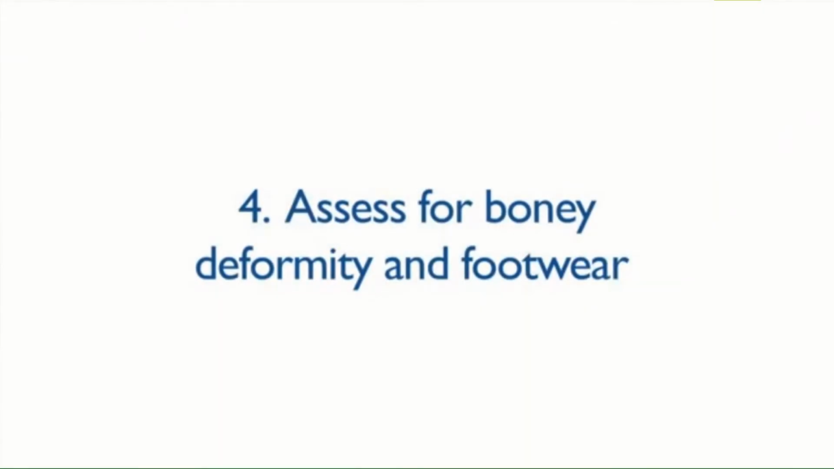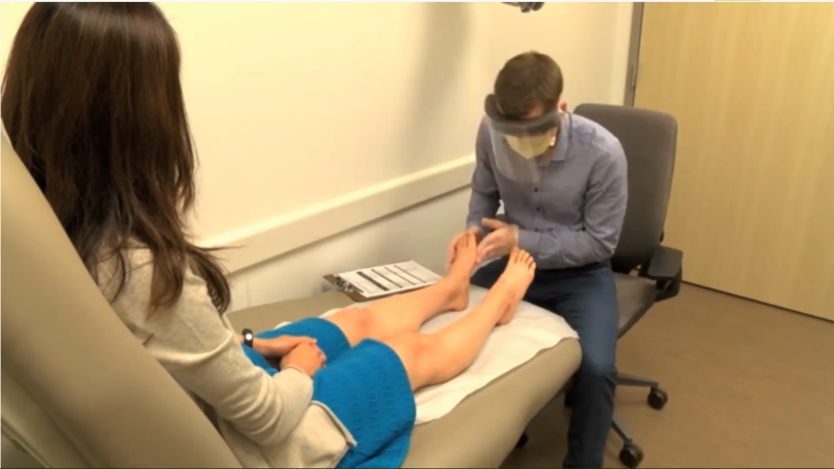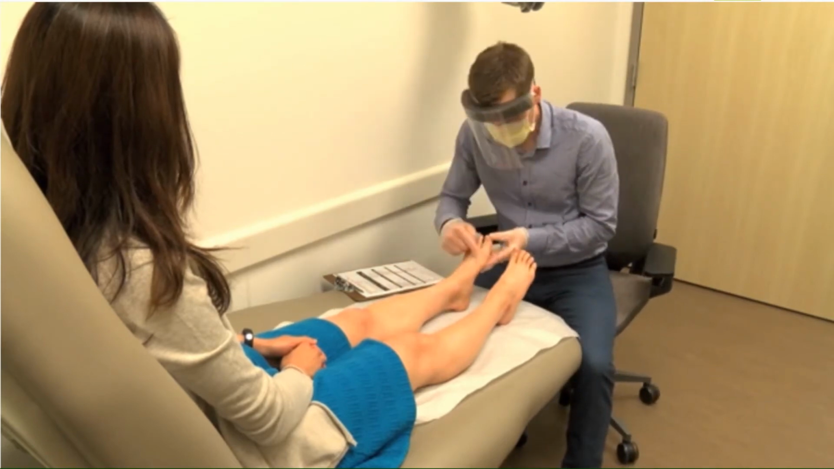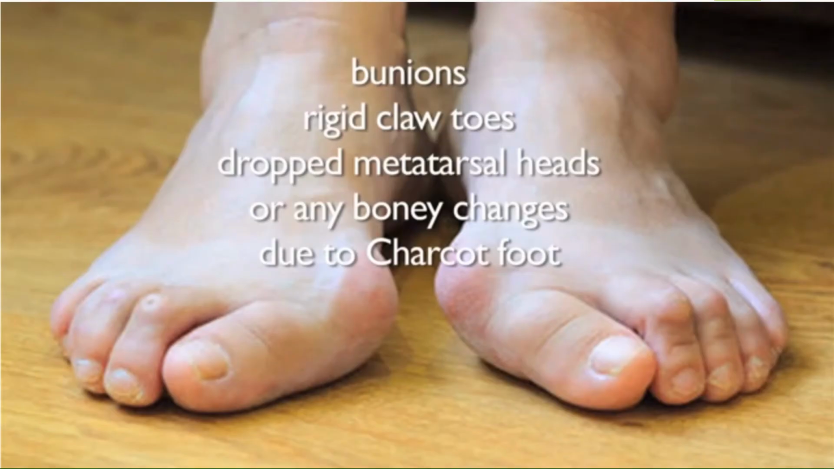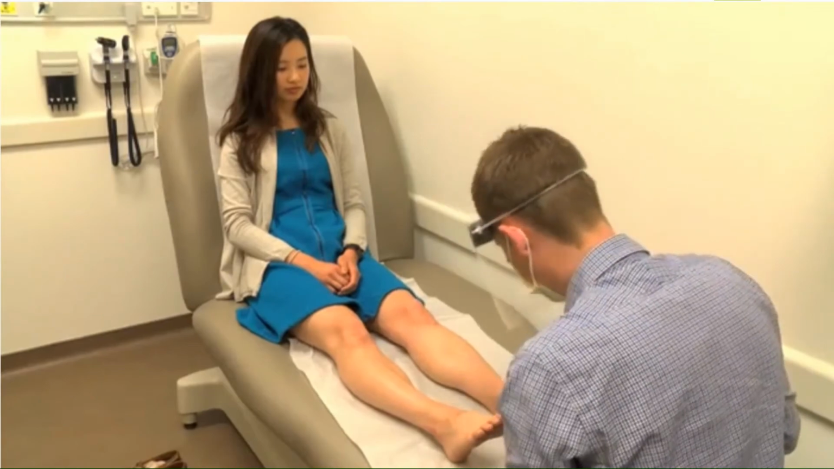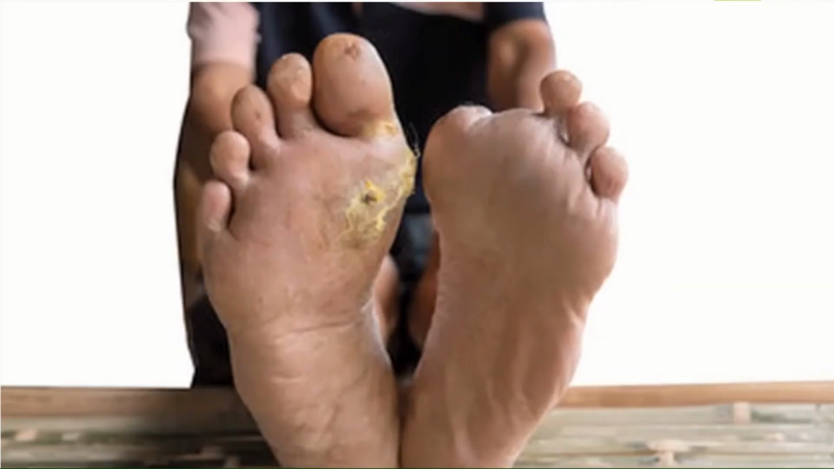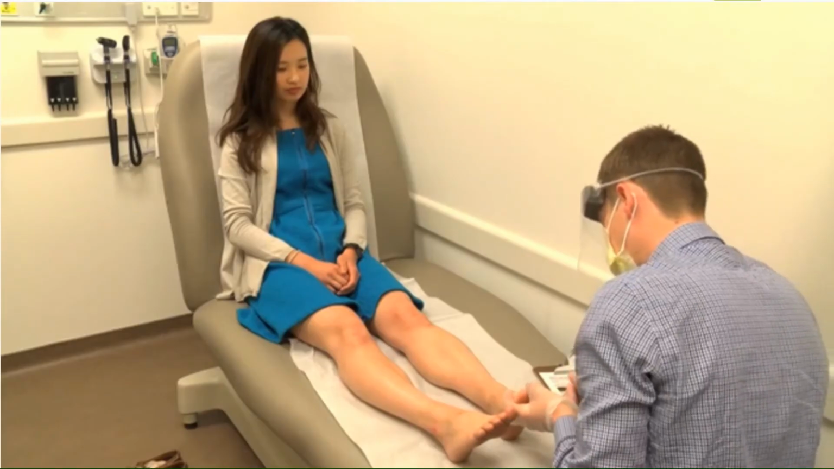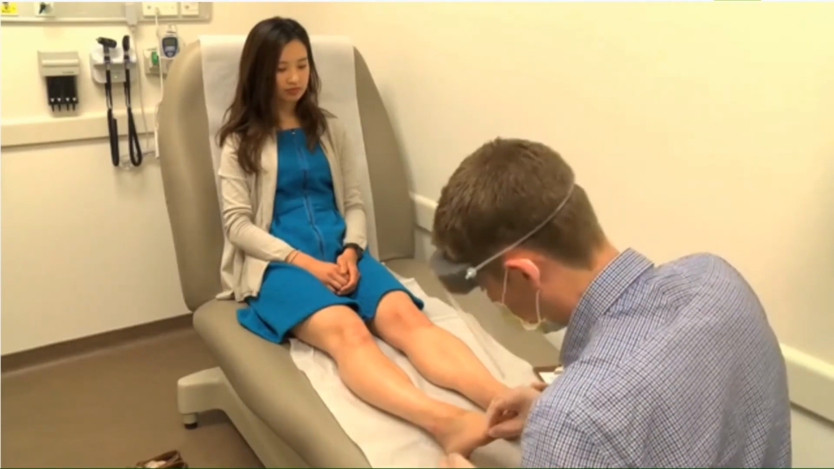4. Assess for bony deformity and footwear. Examine the foot for any deformity that may lead to any areas of increased pressure. Things such as bunions, rigid claw toes, dropped metatarsal heads, or any bony changes due to Charcot foot. Note also for any areas of previous amputation or the presence of active or acute Charcot foot. This will often present as increased warmth, redness, and possibly swelling.